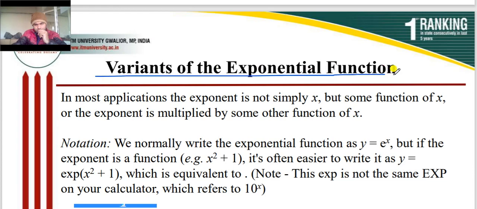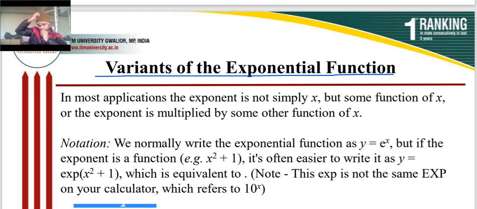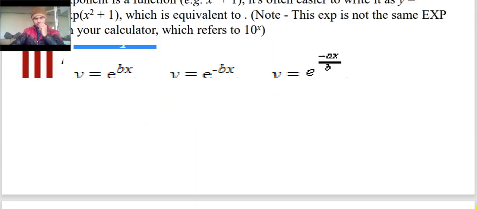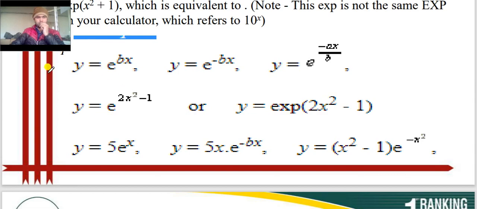There are some exponential functions also there for the function of function, like we have given y is equal to e to the power bx. We know the differentiation of e to the power x, but we don't know the differentiation of e to the power bx. So how can we solve? Suppose you have given y is equal to e to the power 2x square minus 1. So we don't have any formula to differentiate this one. So we can solve this type of problem by function of function.